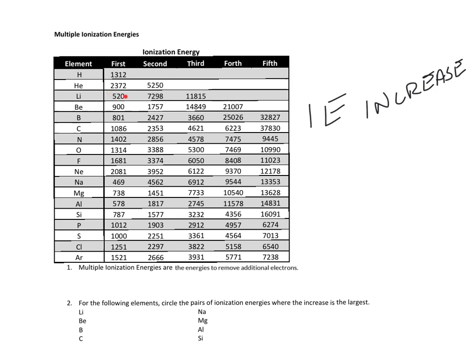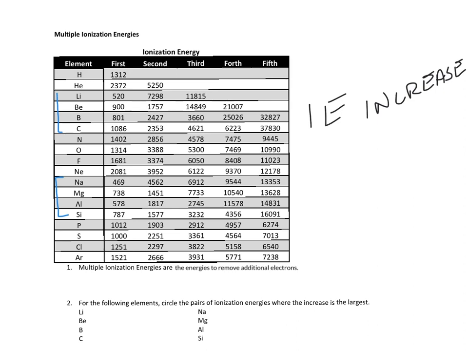So we can look at it's 520, then it's 7,000, then it's 11,000 something. But it doesn't increase in kind of an even fashion. And we're going to be looking at where these elements have a large jump in the energy required. So I'm going to do only some of these elements, the elements that would tend to want to become a cation. So I'm going to look at these four, and then I'm going to look at these four right here.